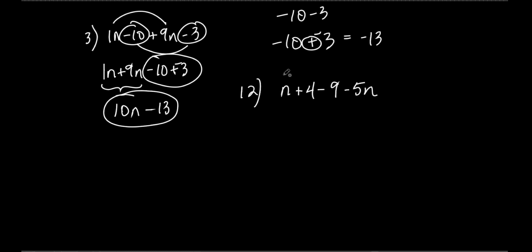Here we go. First thing I do is I look at that n. There's no coefficient, right? Well, there is a coefficient. What is it? It's a 1. So that's what I would do. If you're not used to doing these, I would always put the 1 there. Once you get used to it, you don't really have to do that.